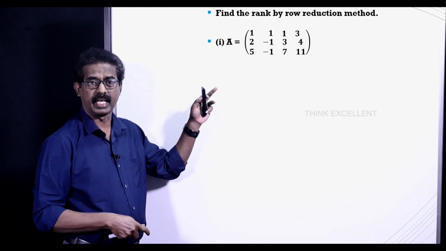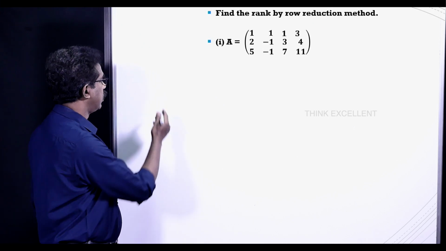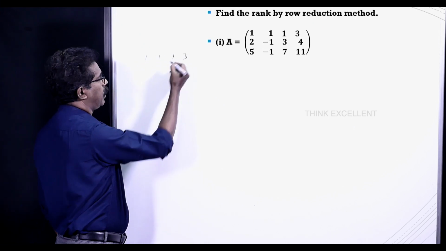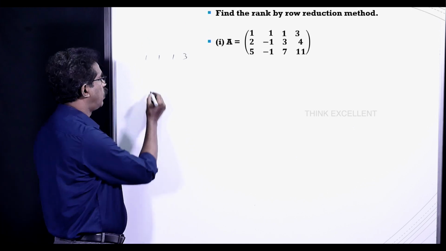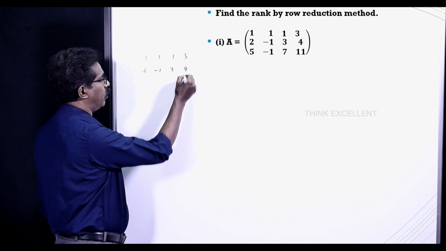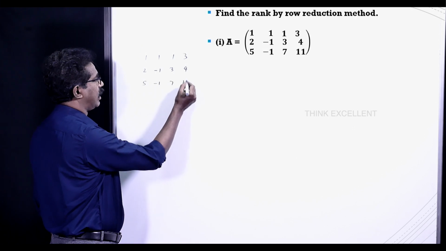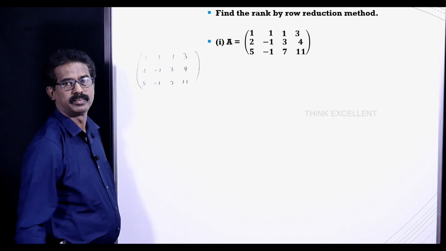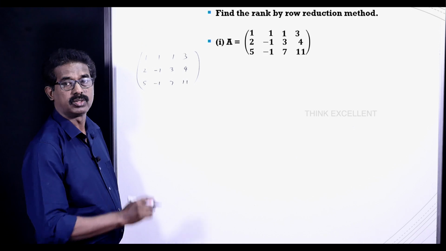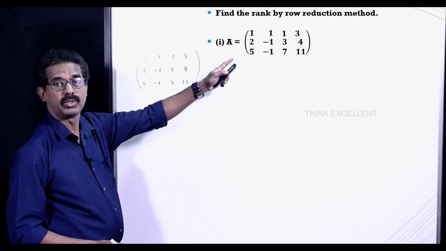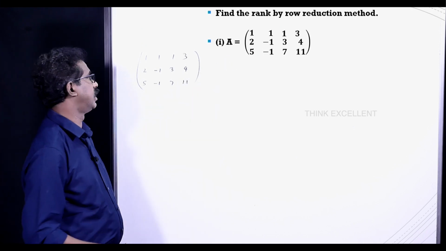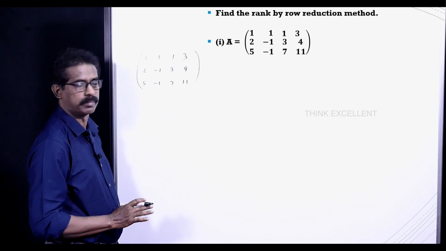Now see the first question. A equals 1, 1, 1, 3. Second row is 2, minus 1, 3, 4. And the third one is 5, minus 1, 7, 11. So this is a matrix. Listen carefully. The method is specified. Which method do you use here? Row reduction method. So you cannot use the determinant method here.